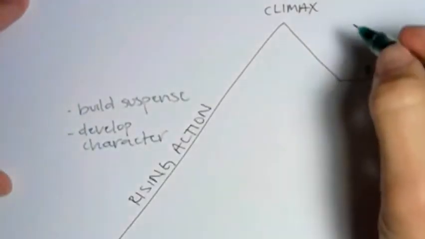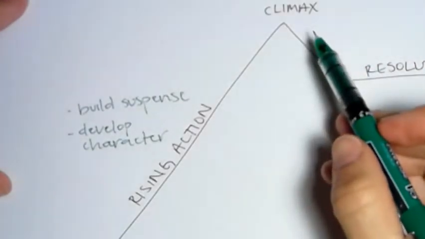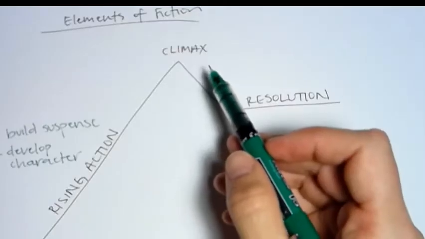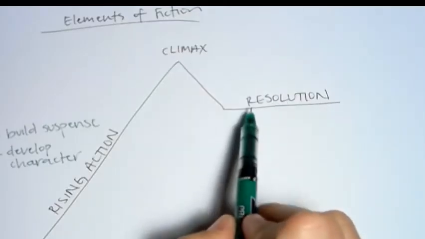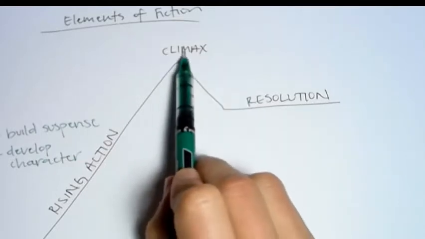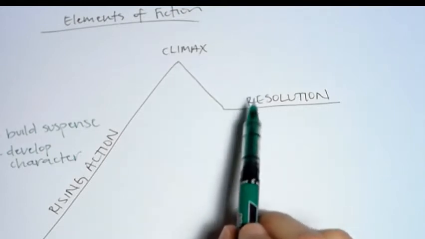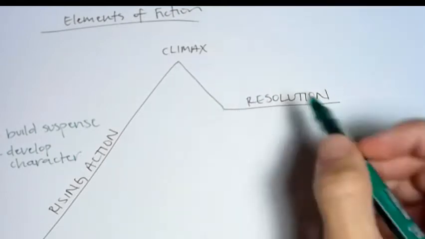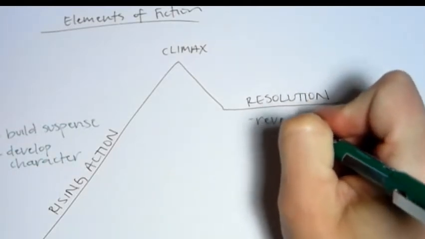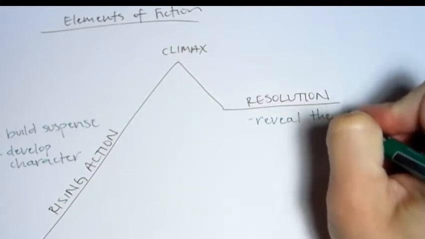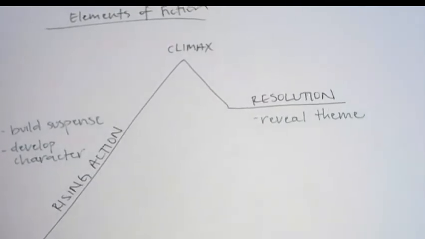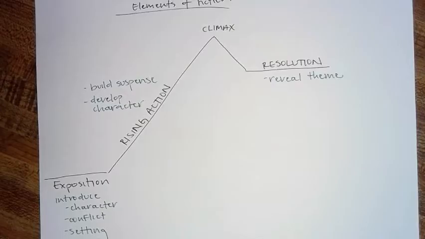All right. The climax, this is usually when the character faces whatever force is acting against them. And then the resolution is how the climax is resolved. So the problem kind of hits its highest point of drama here. And then in the fallout, the purpose of the resolution is to reveal the theme. Okay. So those are just some important purposes of each little element there.